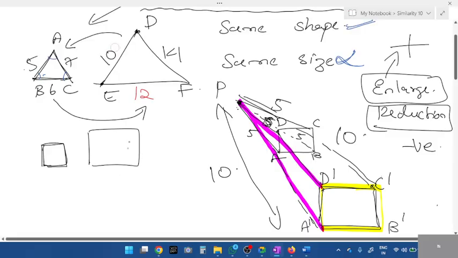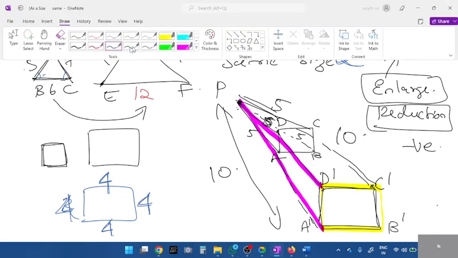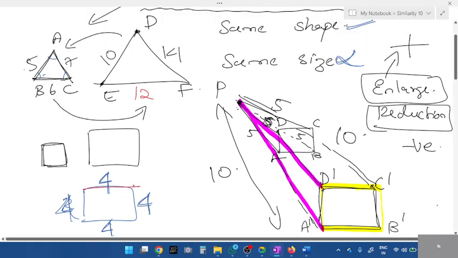Now, if the smaller values are 4, 4, 4 and 4, this is the concept of enlargement or size transformation. Look, all four sides are equal, 4 centimeters, it's a square. If the length is doubled, the value also will be doubled. Look, from P to D it is 5 centimeters, but P to D dash is 10 centimeters, which means every side would have been doubled. You'll get 8, 8, 8 and 8. This is the concept.